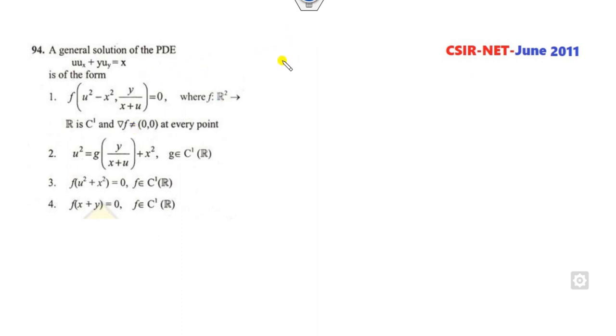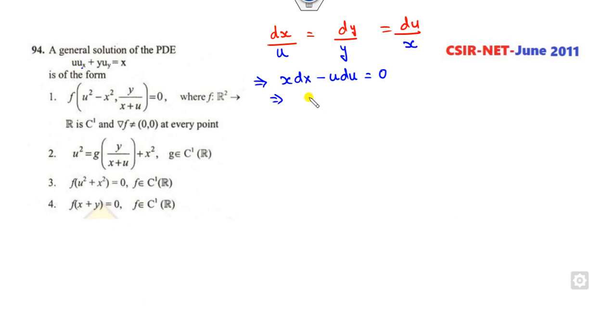Okay, these are the correct options. You can start from here: dx, dy, du. The coefficient of x is u, the coefficient of y is here, and this is x. If you start from the first and second pair, you can see x dx minus u du is 0. So that is x square minus u square over 2 is constant, or you can say u square minus x square is constant.